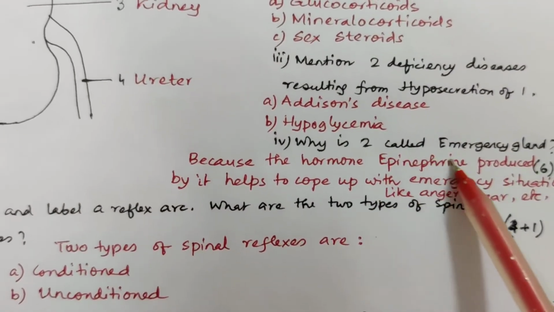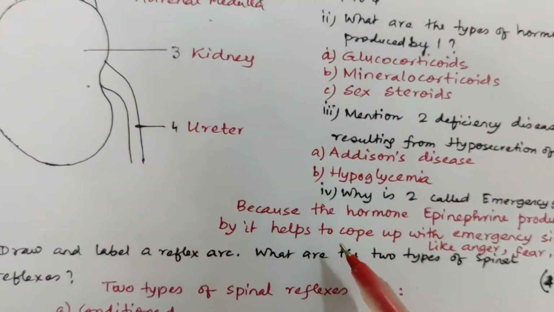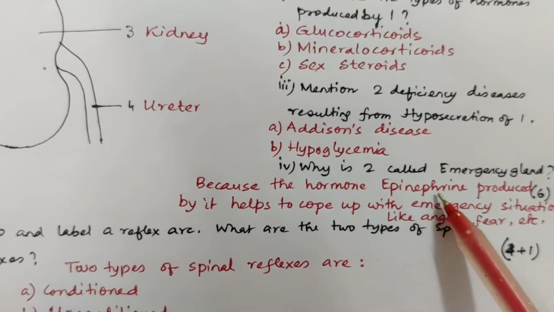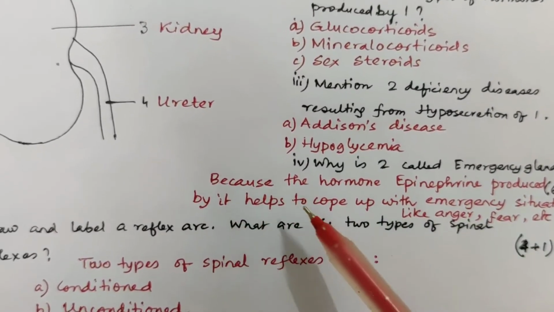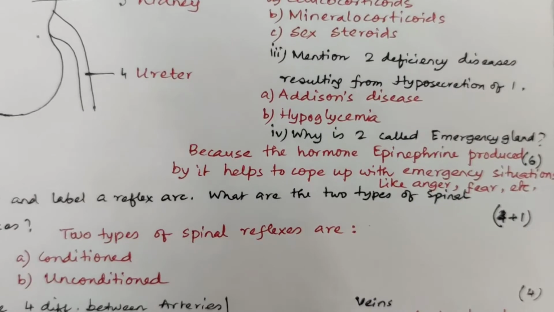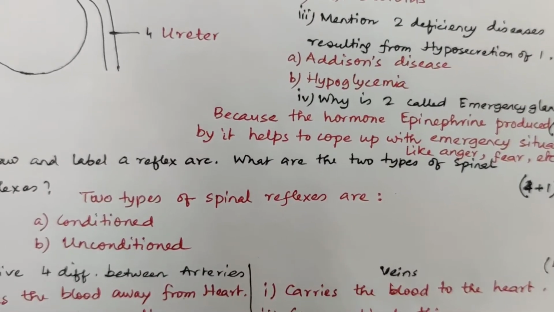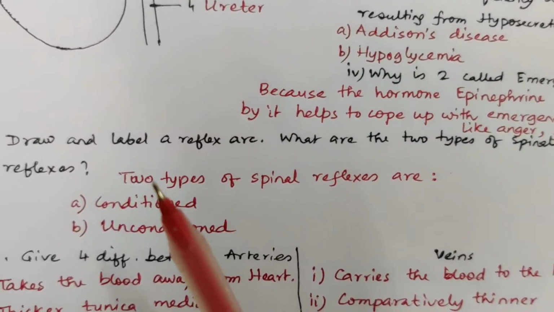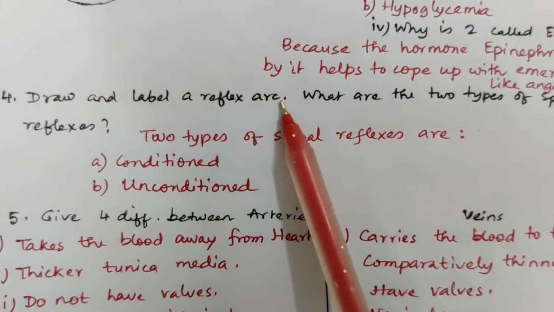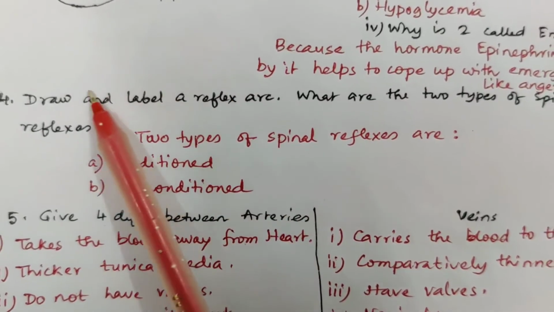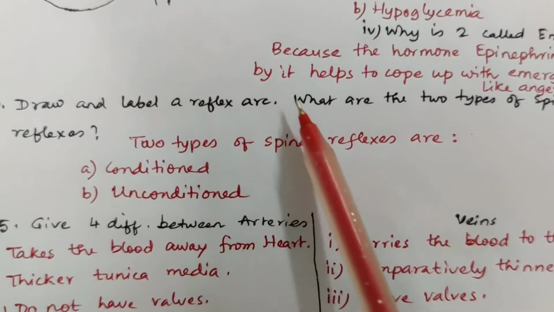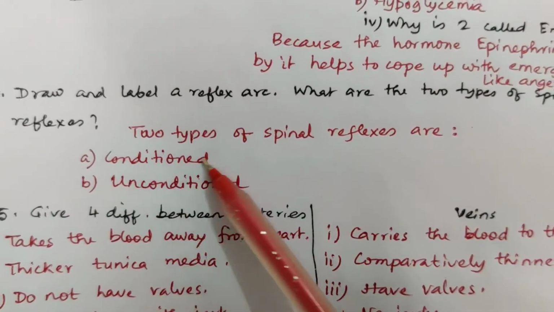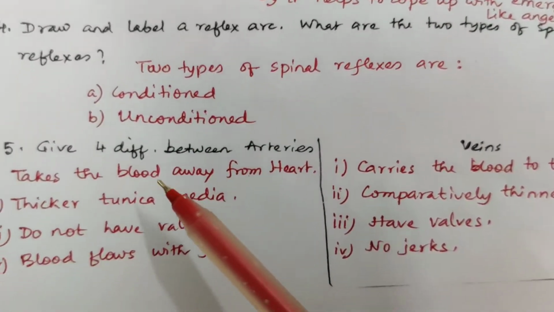Why is 2 called emergency gland? 2 means adrenal medulla. It is called emergency gland because the hormone epinephrine produced by it helps to cope up with the emergency situations like anger, fear, nervousness, anxiety, etc. These are emergency situations. Draw and label a reflex arc. Then drawing and labeling is known to you, so I am not drawing over here. The 2 types of spinal reflexes are conditioned reflex and unconditioned reflex.